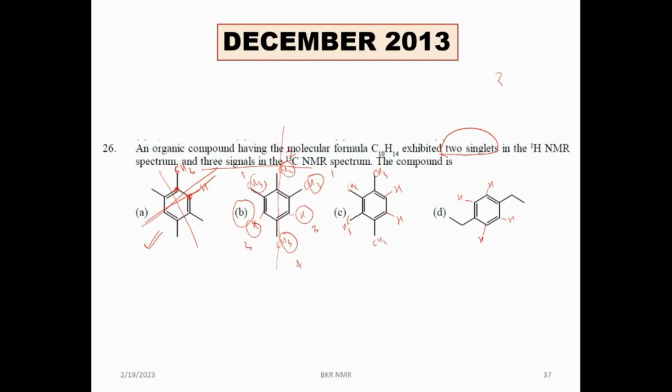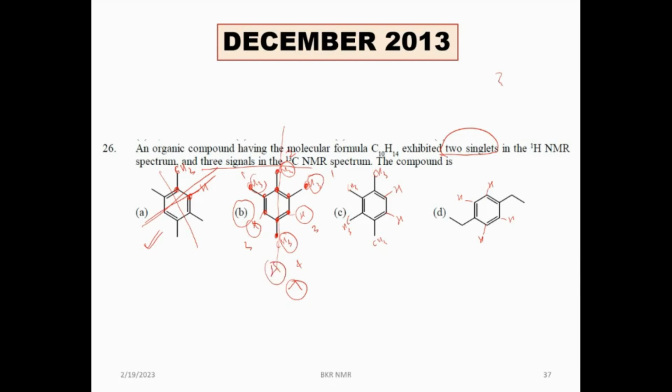4 protons. So what about carbon? Carbon 1, carbon 2, carbon 3, carbon 4, and these 2 are the same, carbon 5 and carbon 6, and this will be 7. So totally 7 carbon signals. Very good. So I will have 4 and 7.